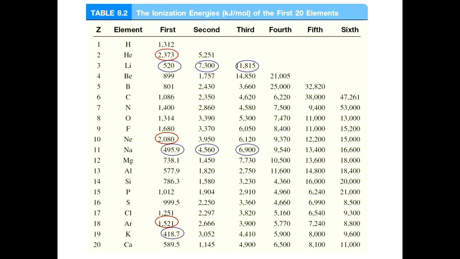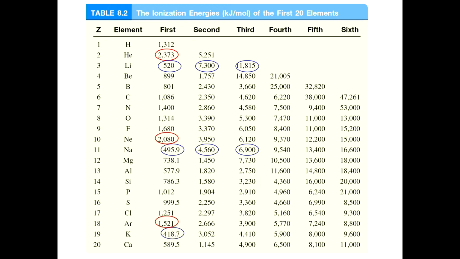Because they are stable, right? Yes, because they have full orbitals. So they are stable. This means when they're stable, of course, it's difficult to lose electrons. So you need to provide more energy to remove their electrons.